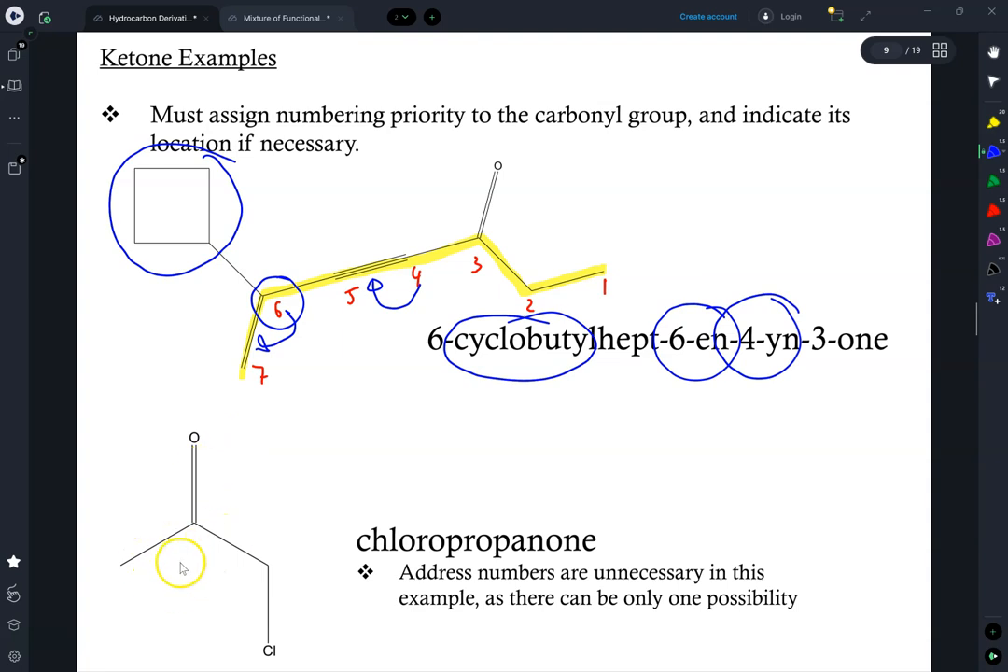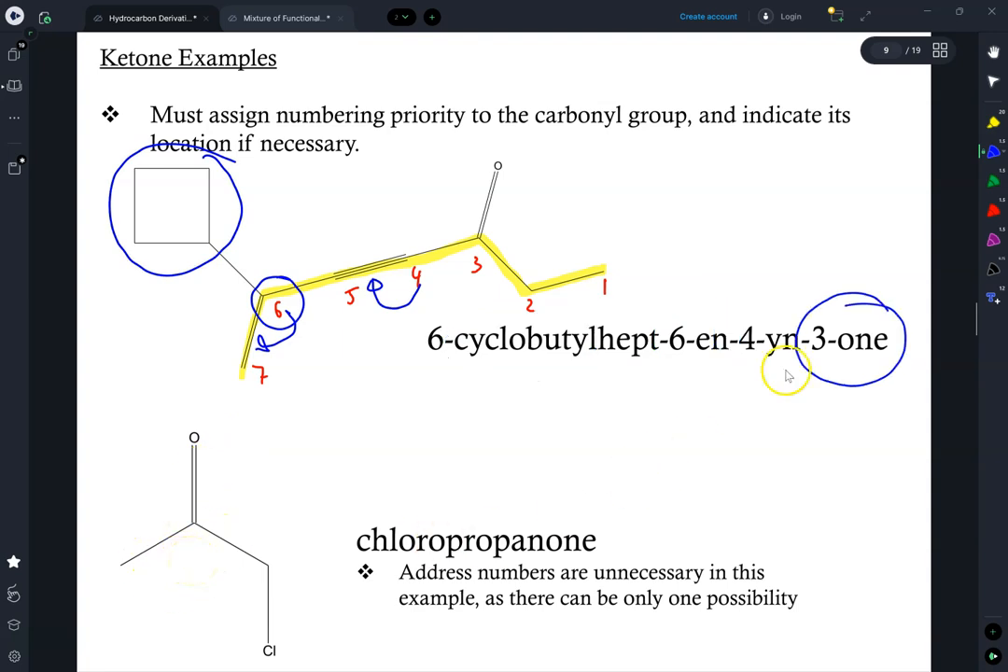Now the example at the bottom is kind of a trick question. In the example up top, you had to tell the reader where the C-O is located. But for this example, a number is not necessary. If you had to put a number, it would have been a 2-one, so the location of the C-O is on the number 2. But since there's no other possible location if it's a ketone, the number 2 is not necessary.